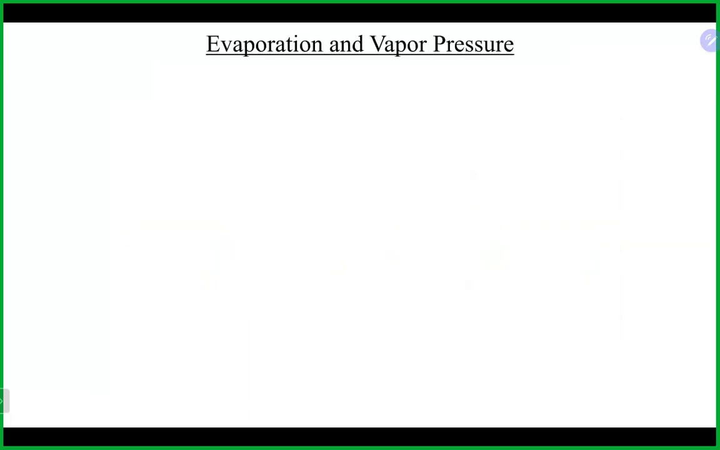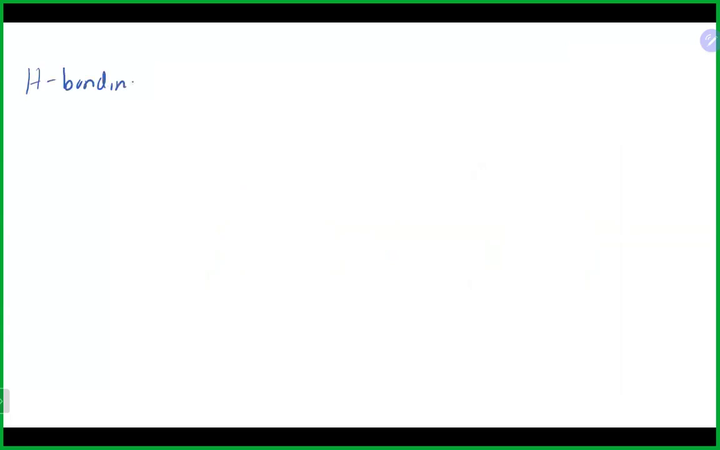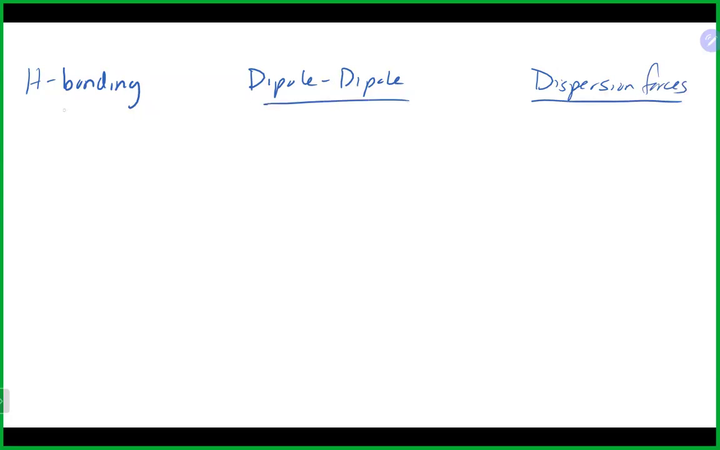So when we talk about intermolecular forces, there are three main ones that most people talk about. Again, we have hydrogen bonding, we have dipole-dipole, and we have dispersion forces. Now, in terms of strength, this is the strongest of all those intermolecular forces. This is the weakest.